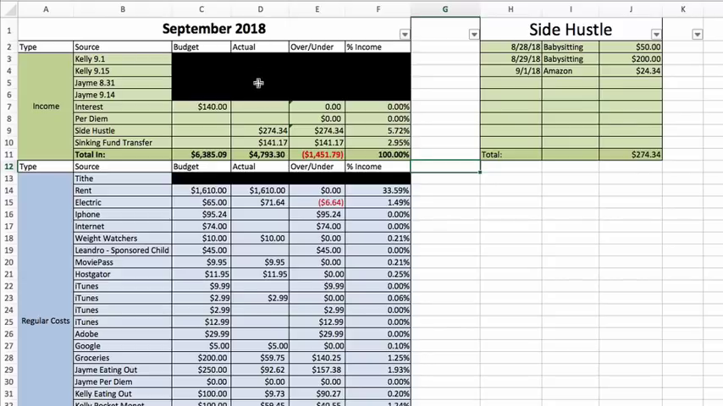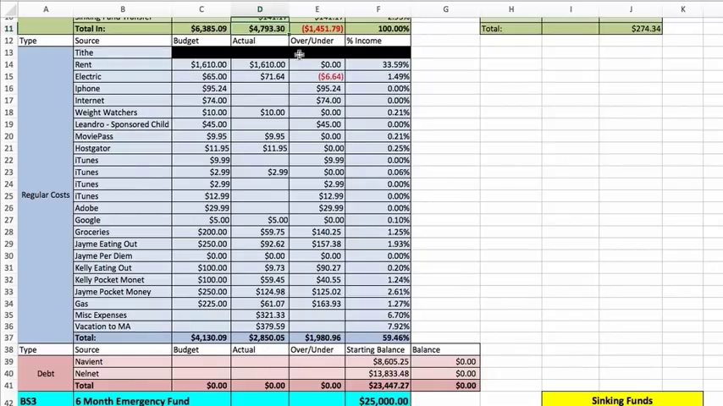As always, our income from our primary jobs is blocked out. Interest, we haven't gotten our interest yet for our sinking funds. Per diem, Jamie is going to be going away on a gig, but he hasn't yet, so he hasn't gotten his per diem yet. Side hustle was $274.34 so far for the month. So two babysitting gigs, one was $50, one was $200, and then Amazon at $24.34. Sinking fund transfer, we're going to get into this in a little bit, but that was $141.17 for a total in so far of $4,793.30.